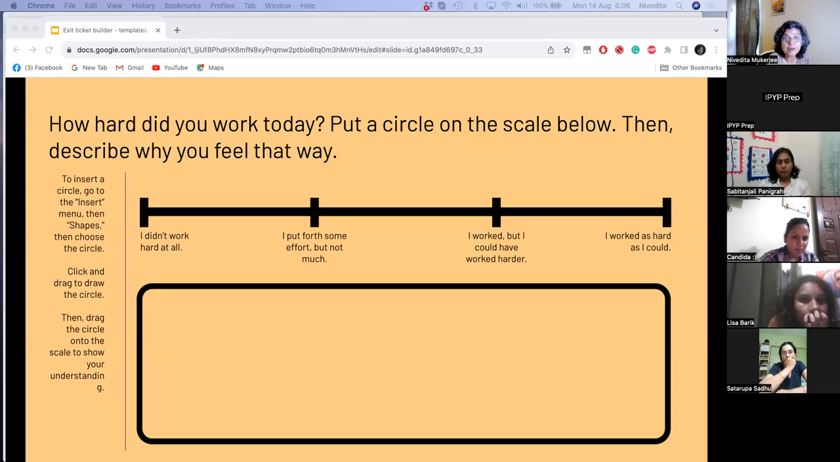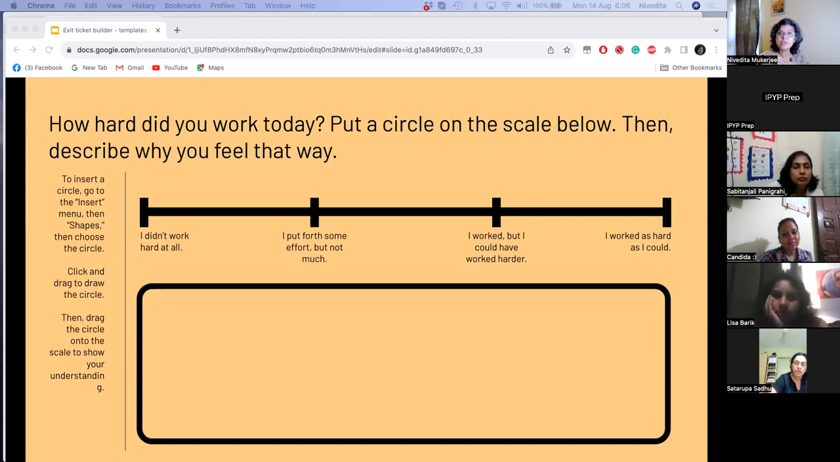This is a good one, and I have seen even the youngest children being able to do it. How hard did you work today? It's a good one. I try this after teacher training sessions also, because they can reflect on their own. See, it's my job to train, but it's your job to learn. So you are putting the onus of learning on the child. How hard did I work today? And then describe why do you feel that way?